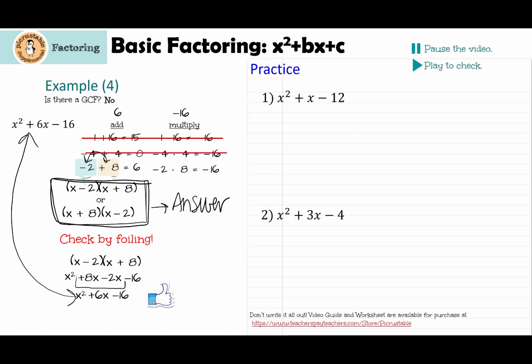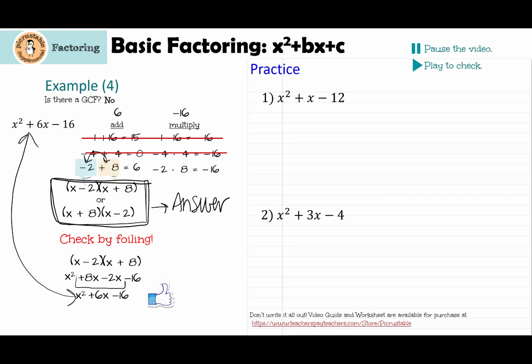Now it's your turn to do a little work. What you're going to do is you're going to pause the video, you're going to factor these two, and then you're going to press play to check. So how do you think you did? Well, let's see how you did.